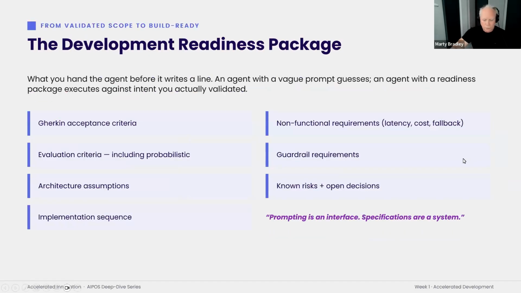So when we talk about the development readiness package, like I said, sometimes I'll call this the feature package. We're looking at these things, right? We want to have Gherkin acceptance criteria, and I'm going to actually show you what these look like inside of a project in a minute. You have your Gherkin acceptance criteria. You have your evaluation criteria.